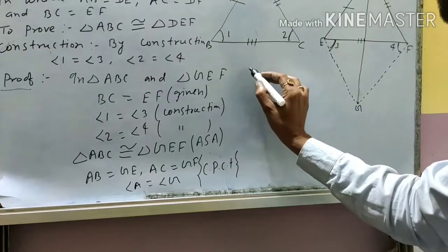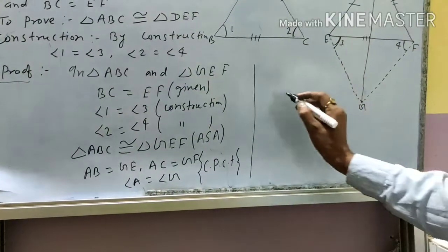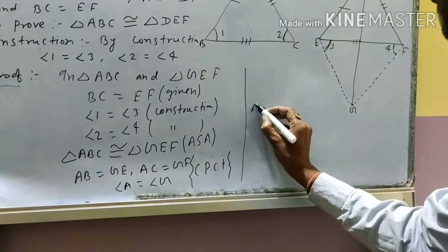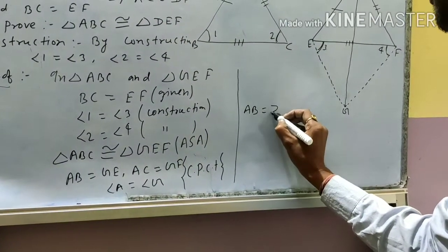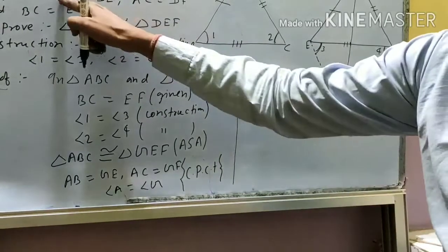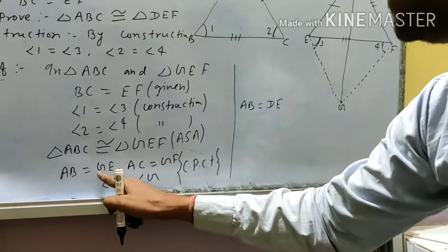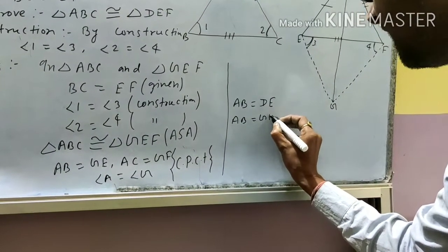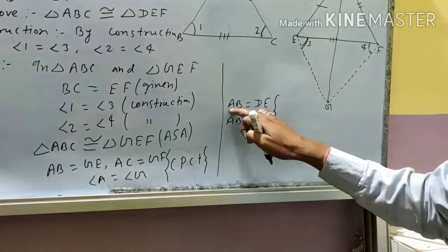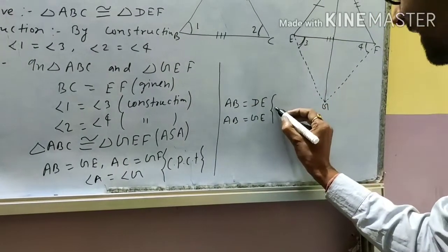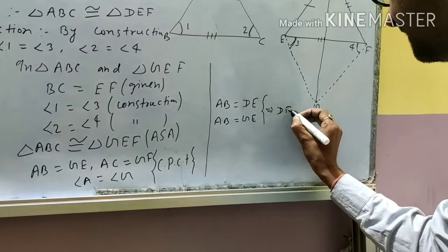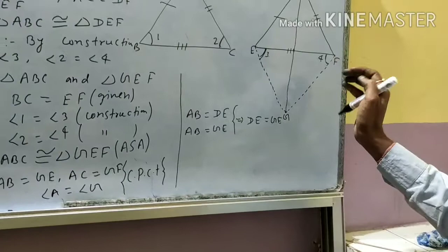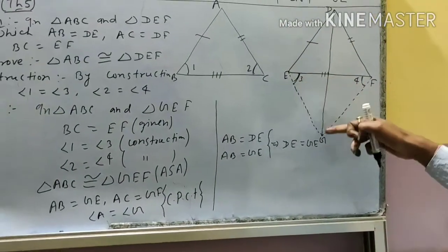Then after, here student, first of all, in given information, AB is equal to DE. Look at here, AB is equal to DE, and here AB is equal to GE. Under these two, AB is equal, so we can write here DE is equal to GE. So here student, DE is equal to GE.